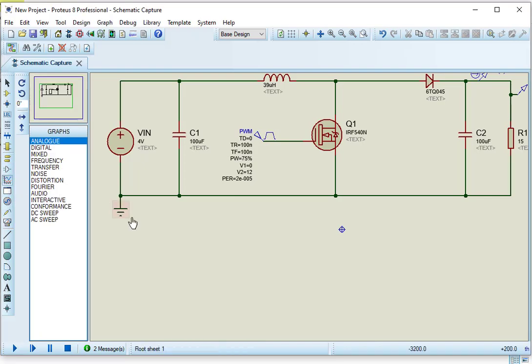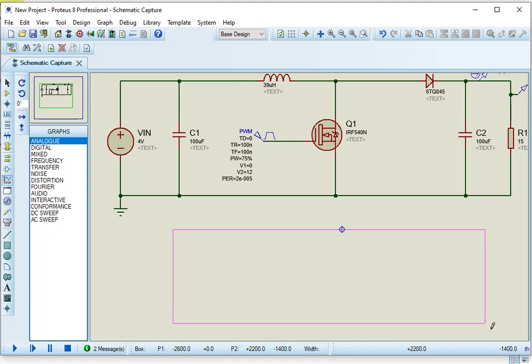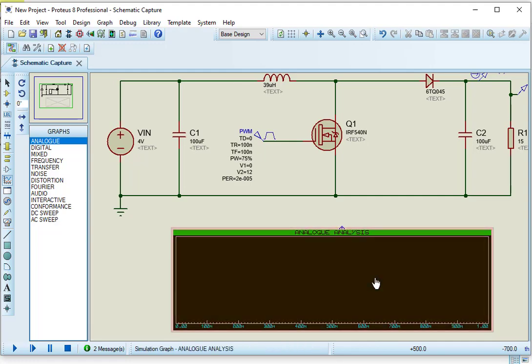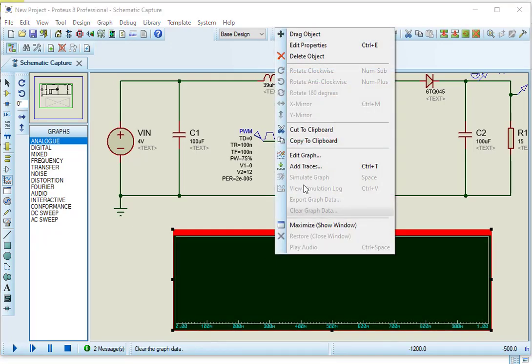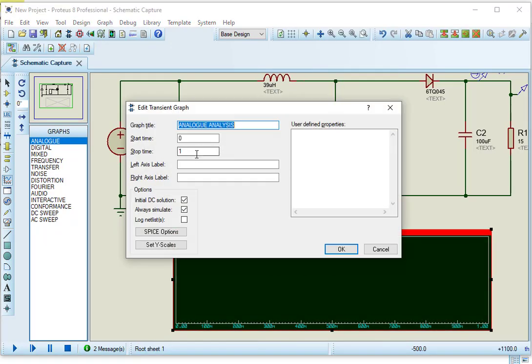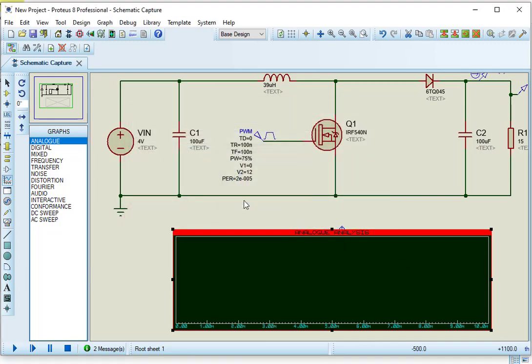Now add analog graphs to check the waveforms of output current and voltage. In order to check the output voltage waveform, right-click on the graph, and make starting and end time settings. After that, simulate the graph.